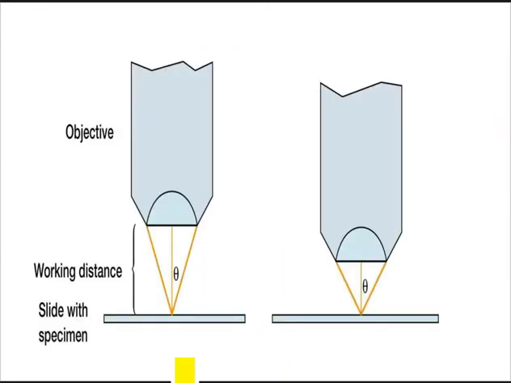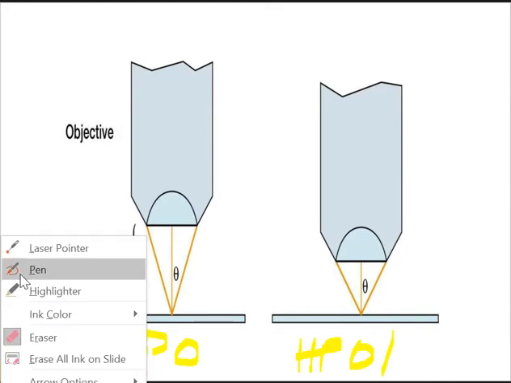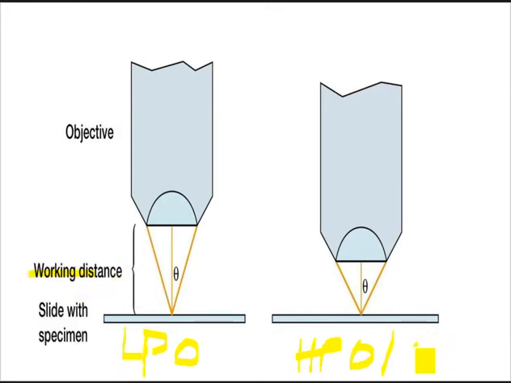let's take a look at this next picture. So we have your working distance. For example, this will be your LPO. This one is your HPO or your OIO. As you can see, the working distance for your LPO is a little bit farther away, while your HPO or maybe your OIO is a little bit shorter.